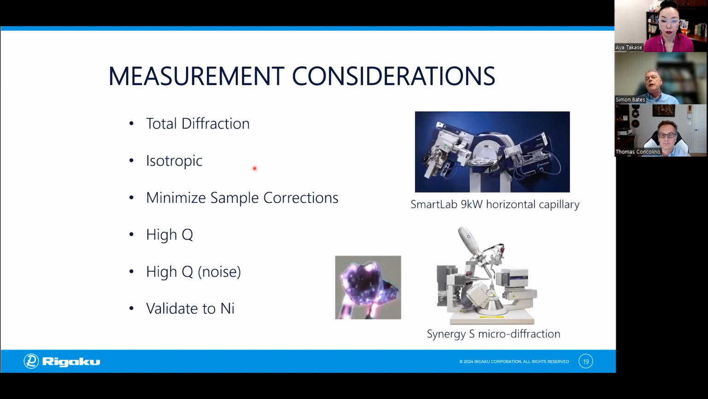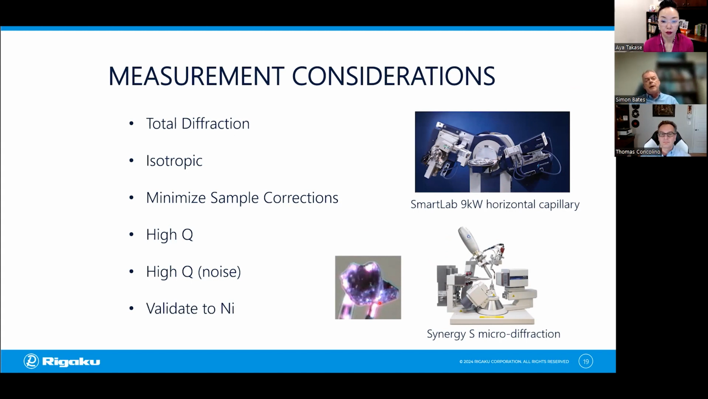And these are some of the instrumentation that we use. A lot of the data will be measured on a 9 kilowatt SmartLab, horizontal transmission with a capillary stage. And some of it will be done on a micro diffractometer, a Synergy S, which in actual fact is a single crystal machine, using micro diffraction. And this is really to show that the way we calculate the PDF now is so robust, it's independent of the instrument configurations that we're using. And we'll use 2 wavelengths. We'll use silver and molybdenum.